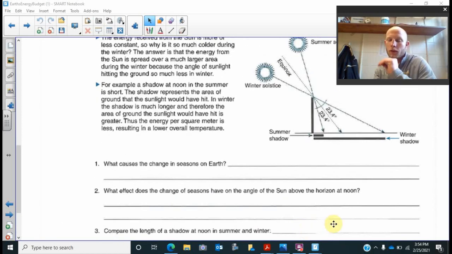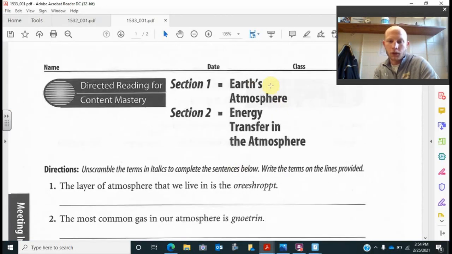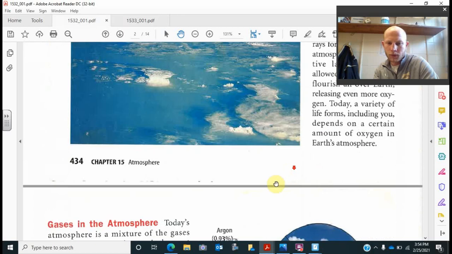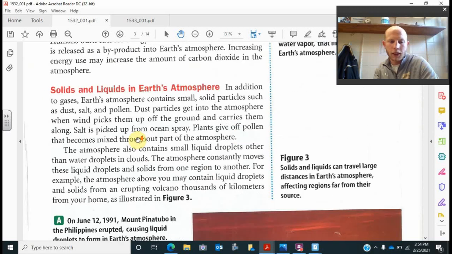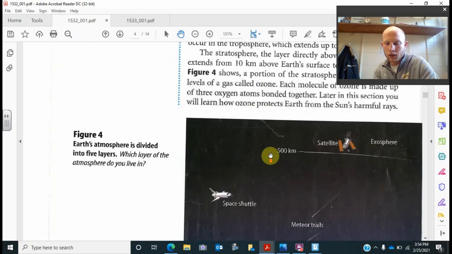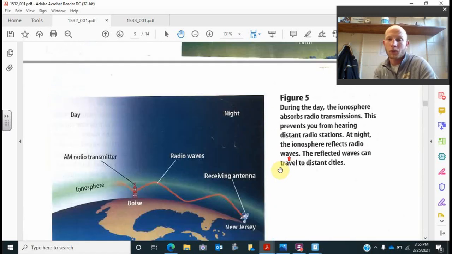Okay, so the homework for today is right here. Earth's atmosphere, which we've talked about, and now energy transfer in the atmosphere. Now, this is in your book, so I also attached a reading right here. So you have section 1 that you can go through. It talks about the makeup of the atmosphere, right? Here are our gases in the atmosphere. Here are the layers, the lower layers it talks about a little bit. Here are some good graphics. It does talk about the ionosphere. We haven't talked about this, at least yet, in our layers of the atmosphere. This is where radio waves travel. On this side, we're able to listen to the radio.